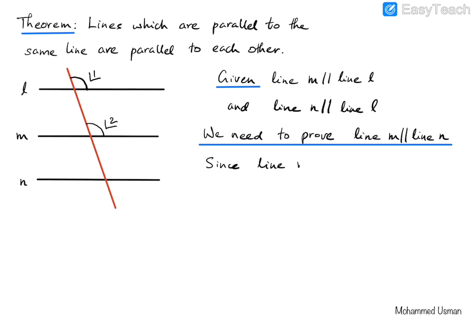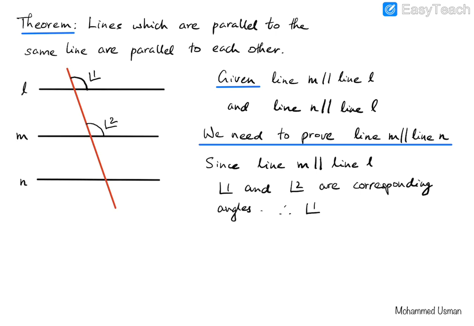Since line M is parallel to line L, angle 1 and angle 2 are corresponding angles. Okay, so therefore, because they are corresponding angles, angle 1 is equal to angle 2.